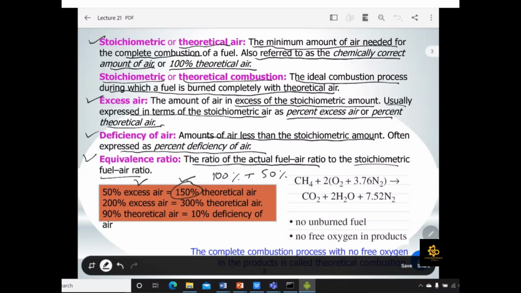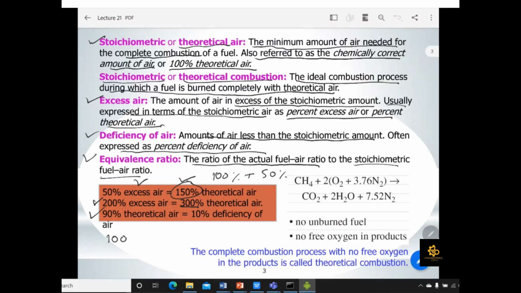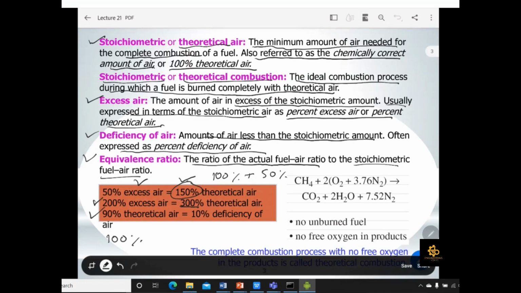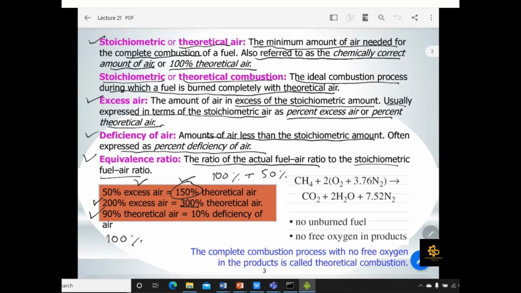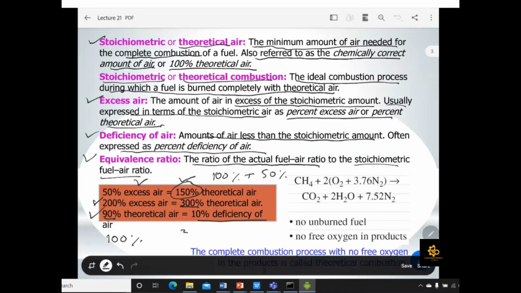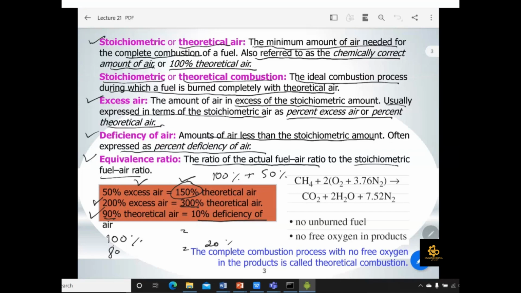Similarly, if the question mentions 200% excess air, we say it is equal to 300% of the theoretical air. So 100% is the minimum amount and 200% is the excess amount we are supplying. Similarly, if we represent 90% of theoretical air, and we need 100% theoretical air for complete combustion, the stoichiometric amount, that is the minimum air required for the combustion process, then 90% means it is 10% deficient of air. Similarly, if I say it is 80%, it means it is 20% deficiency of air.